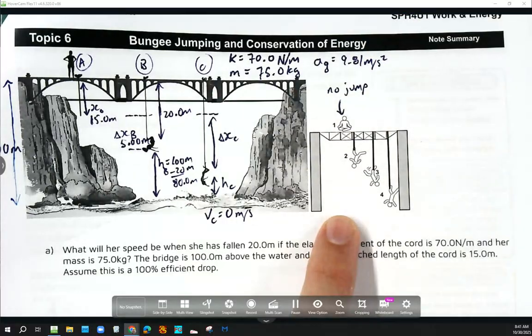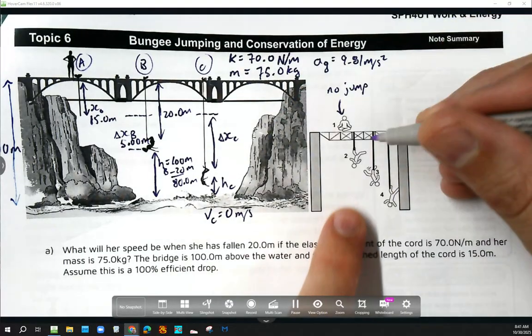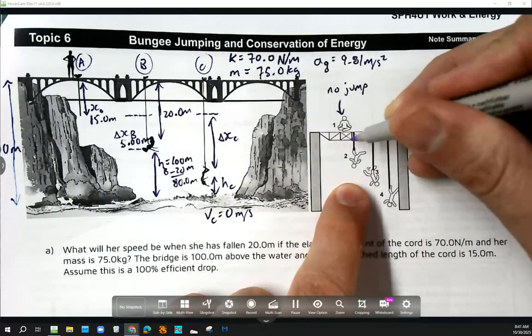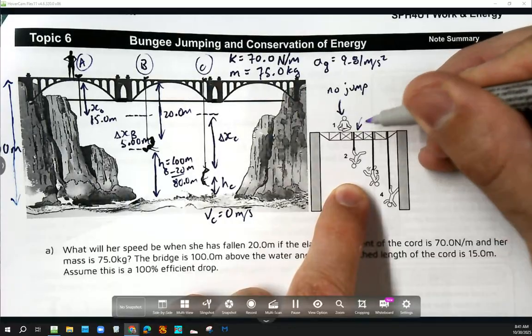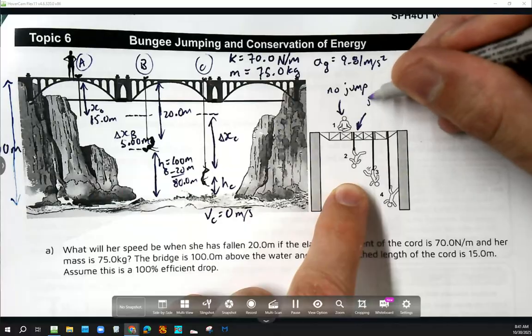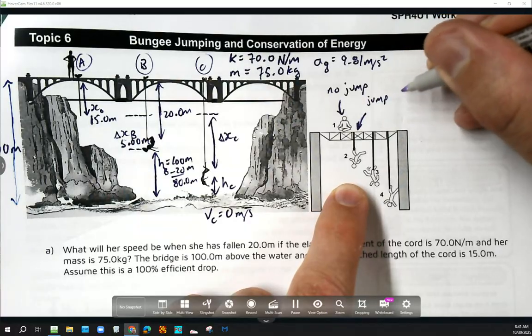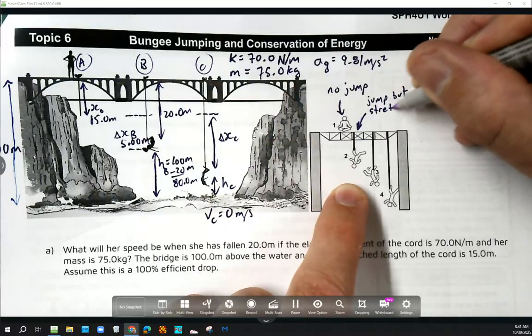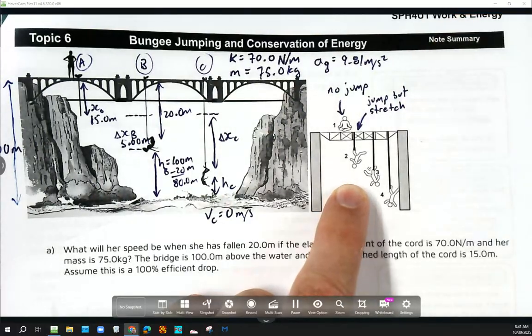Haven't left the bridge yet. You can see they're just sitting there contemplating what's going to happen next, okay? And then at position 2, this would be a critical point where you've jumped, but no stretch. In other words, the bungee cord has not started to stretch yet. You haven't hit the end of the slack.